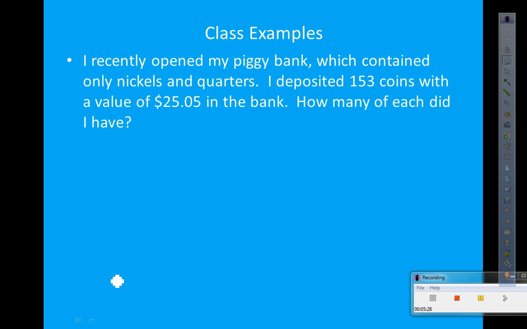Here goes my next one. It says, I recently opened my piggy bank, which contained only nickels and quarters. I deposited 153 coins that had a value of $25.05. How many of each coin did I have? I'm going to come over here once again, and I need to let X and Y represent something. So I'm going to let X represent the number of nickels that I have, and I'm going to let Y represent the number of quarters that I have.